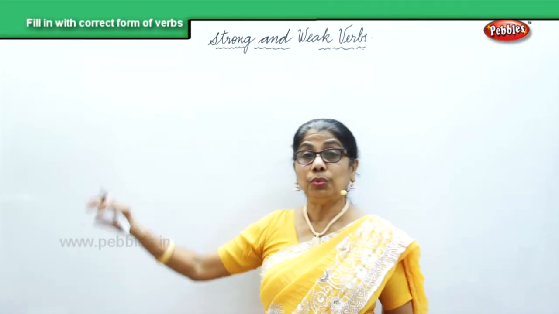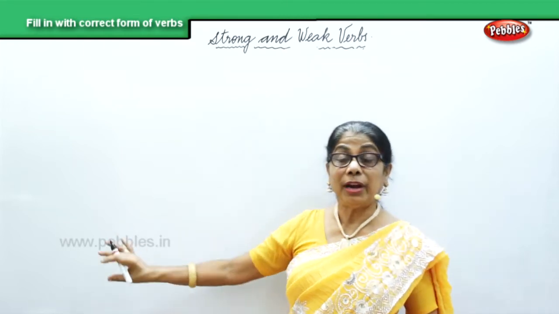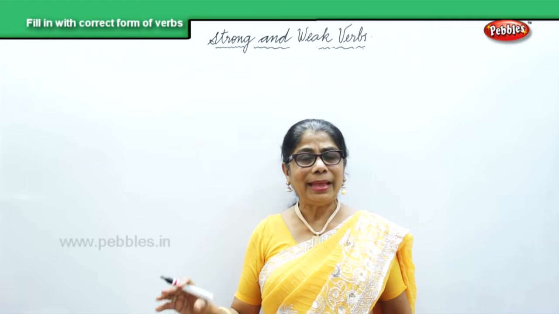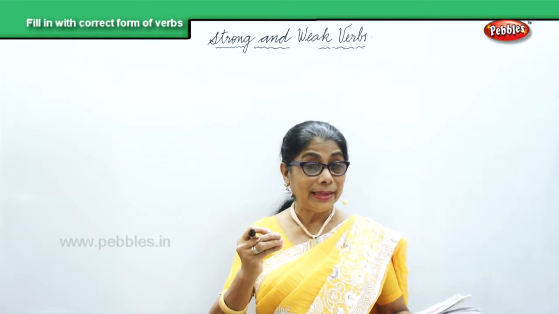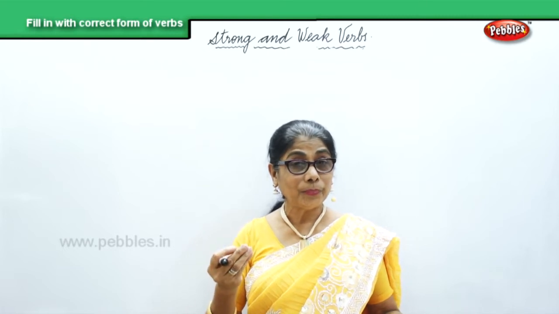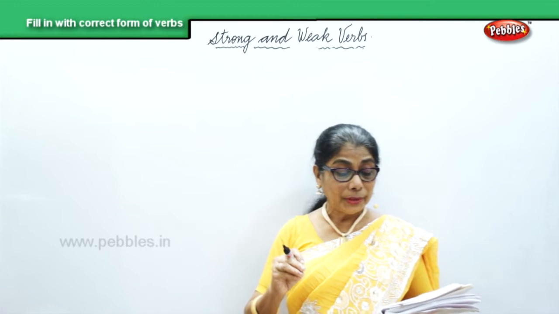We have gone through the strong and the weak verbs in the three forms: present, past, and past participle. We have done verbs in the three forms that are the same for all three. Now we will fill in the blanks with the correct form of the verbs given in the brackets. Looking at the verb, you read the sentence and write down the correct form of the verb. That's what we are going to do.